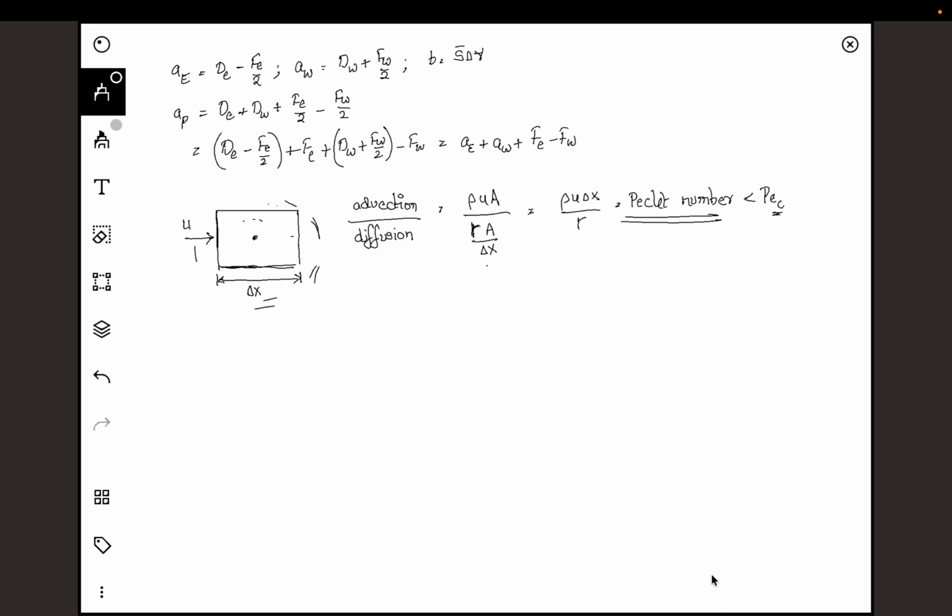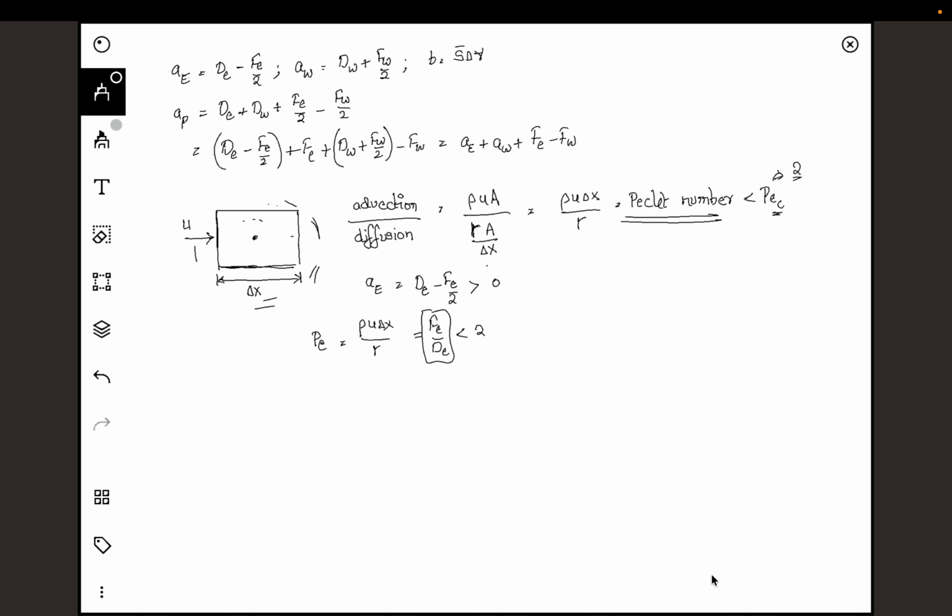So the way to get the criteria is, let's say you take the value of AE and you say that AE has to be positive, and this gives you that FE by DE should be less than 2, and this FE by DE is basically my Peclet number. So this is the criteria that we have. So this critical Peclet number for central difference scheme is 2.